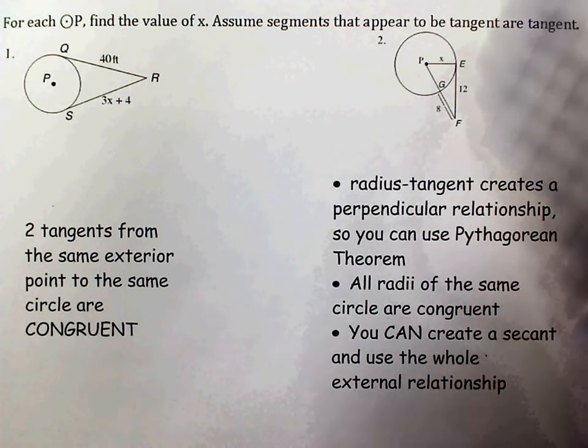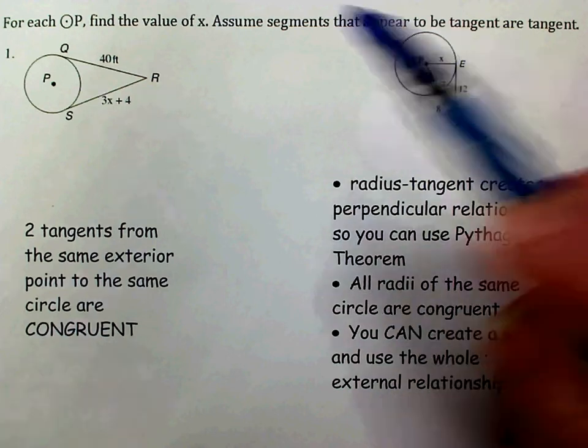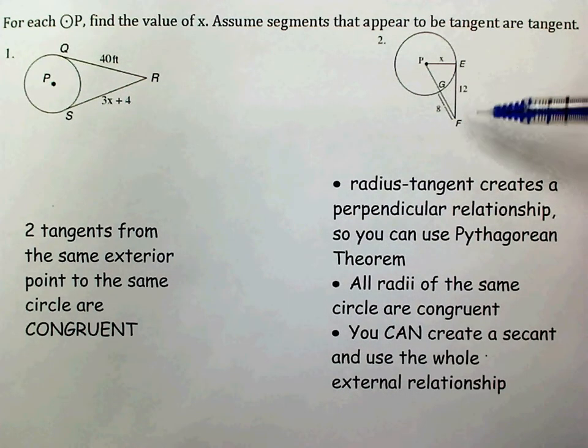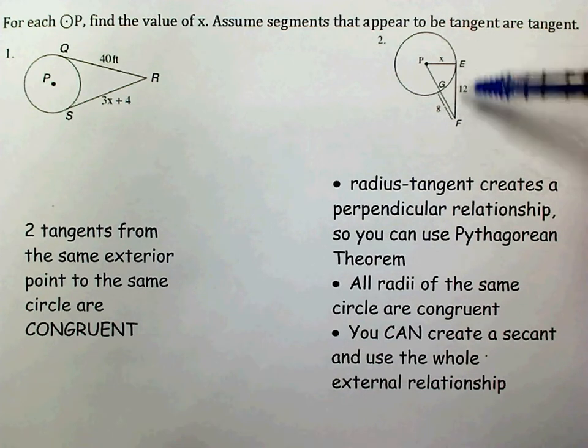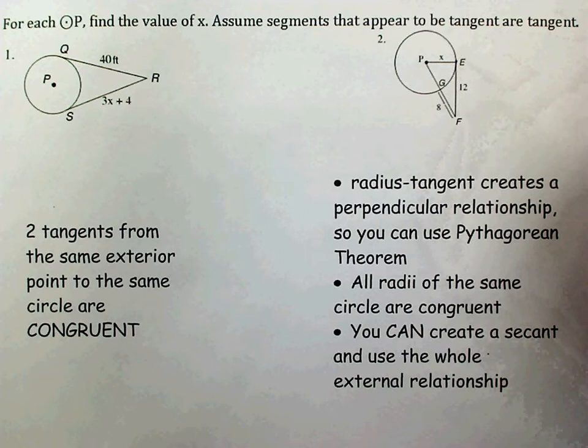For number 2, it tells us that this is circle P, so that means P is the center. We're finding the value of x and assuming segments that appear to be tangent are tangent. So FE is a tangent. It only touches circle P at one point, and that's point E.